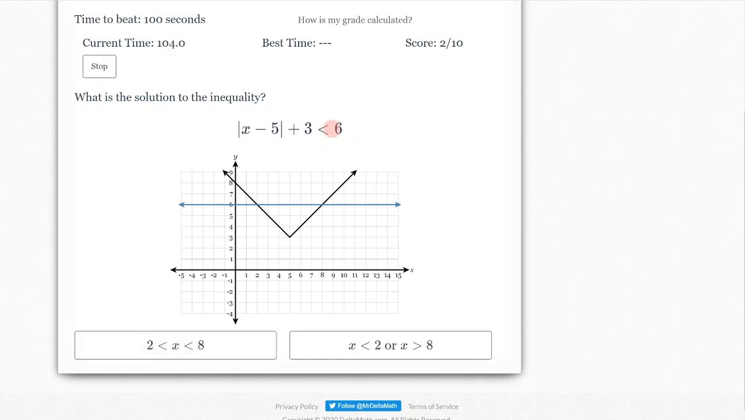Where is this one less than 6 though? Now this one's opening up. So this one is going to be less than 6 from here all the way across to here, and so that is between +2 and +8. So I want x greater than 2 and less than 8. And that is with x sort of on the inside of the interval.